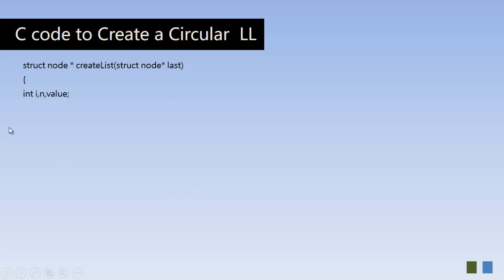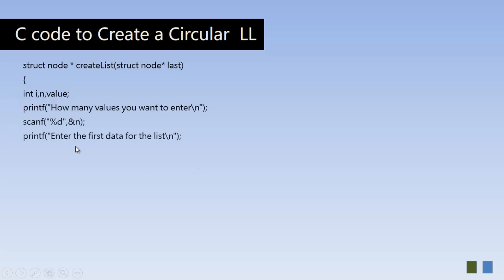Okay, so here I have three variables. I'll use this i in the for loop. N is the total number of nodes that I'm going to create, and value is the value that is going to be inserted in every node of the list. Okay, so I'll ask the user how many values you want to enter. So he says n, and enter the first data for the list. Right, he will enter the first data which is stored in value. So n is the total number of nodes and value is the data for the first node.